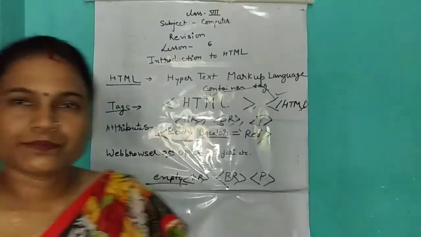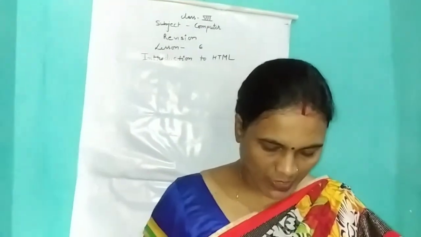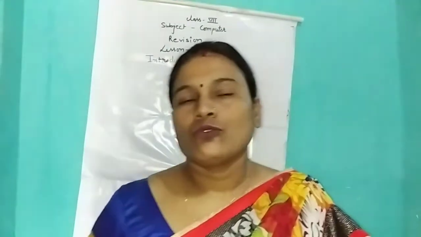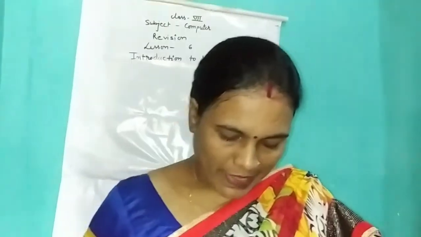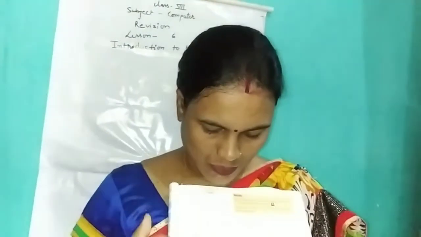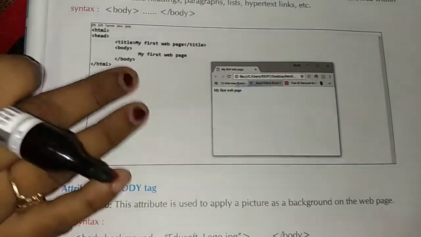Next is getting started with HTML, which means how to start the HTML program. Children, to write the HTML coding, you must use the Notepad editor. Okay, so how to start Notepad? Click on the Start button, Accessories, Notepad. The Notepad window will appear like this. Okay, this is the Notepad window. Clear? And you can write or type your program here.